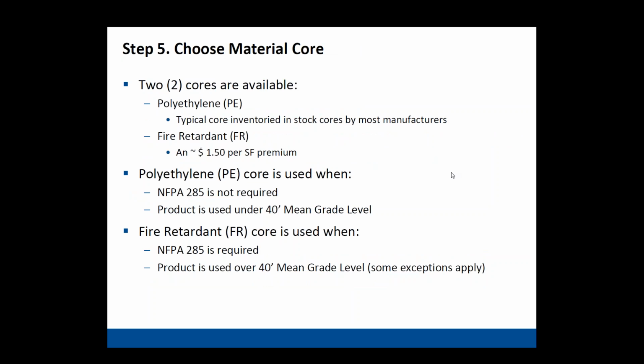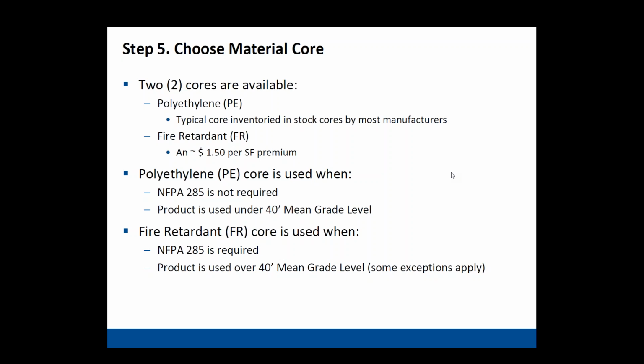Choosing your core of material. This is an important one, and there's a lot of different things going on within the industry, and there's a lot of gray area on this as well. There's two specific types of panel cores. You have the polyethylene core, which is your typical core inventoried in stock by most manufacturers. And then you have the fire retardant core, and it is a core that can be used where NFPA 285 is applicable. And as a general rule, it's about $1.50 a square foot premium over the polyethylene core.